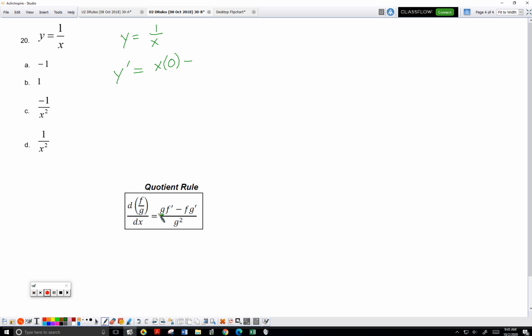So we go here. f is just 1. f prime would be d of f over dx. You okay with that? Since f is 1, that's going to be d of 1 over dx. You good to that? Yeah. Awesome.